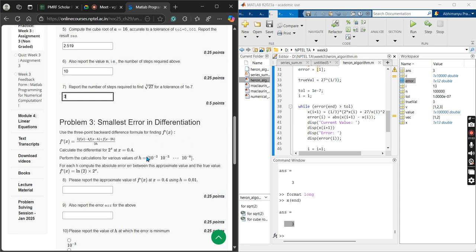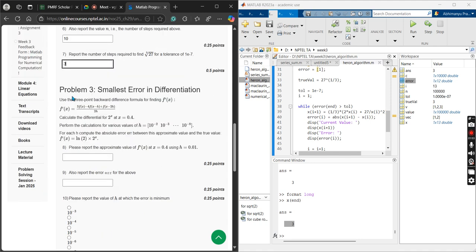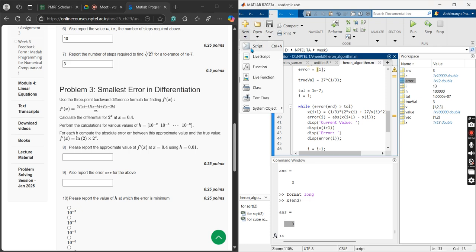Now this is the smallest error in differentiation. Use the 3-point backward difference formula for finding f dash x. This is the formula. Calculate the differential for 2 to the power x at x equal to 0.4. Right, so let us create a new function.